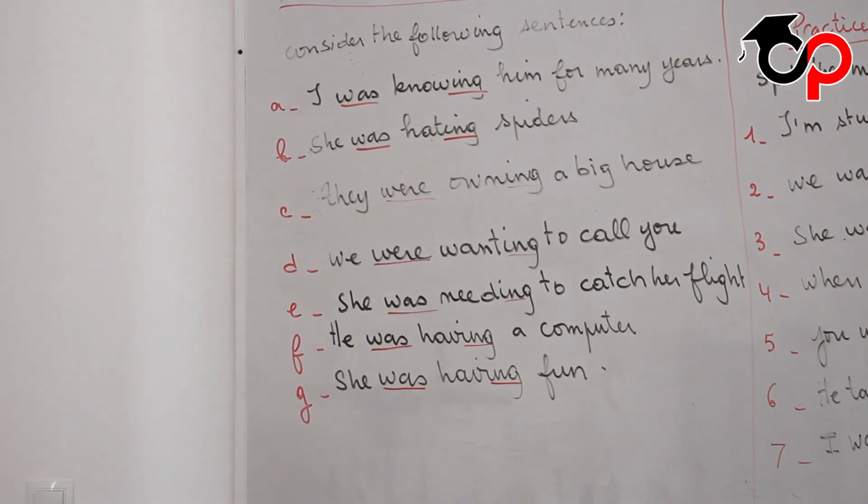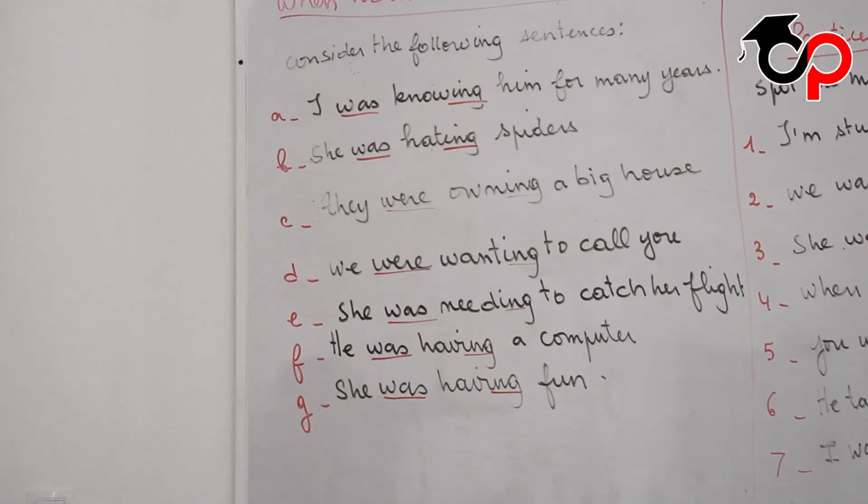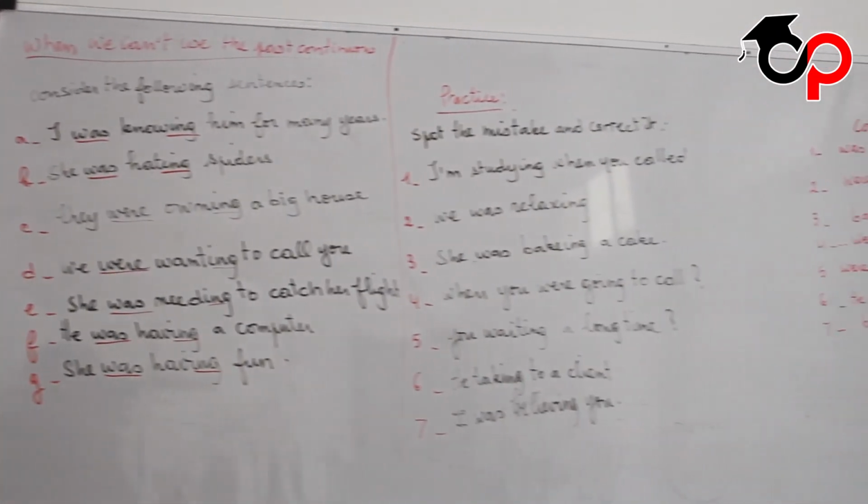For 6, he was having a computer, possession verb. So it is wrong. But in the last sentence, she was having fun. We can say he was having a party, he was having fun. We don't use these tenses with stative verbs, but we can say he was having fun. Now, let us practice these tenses.